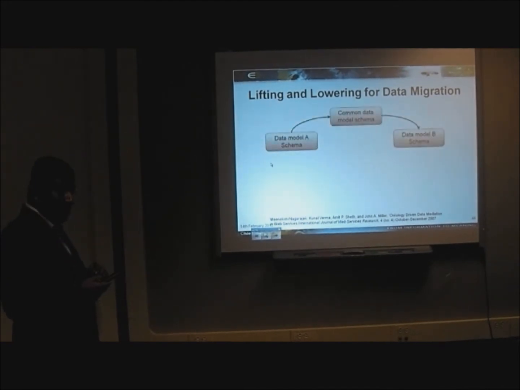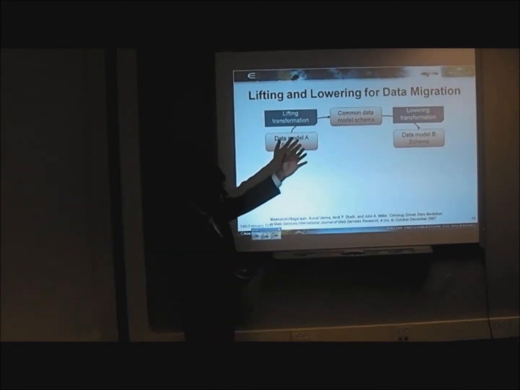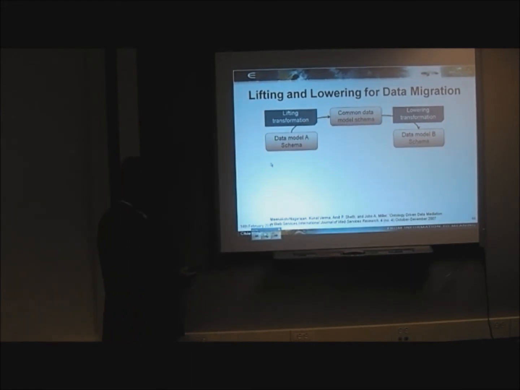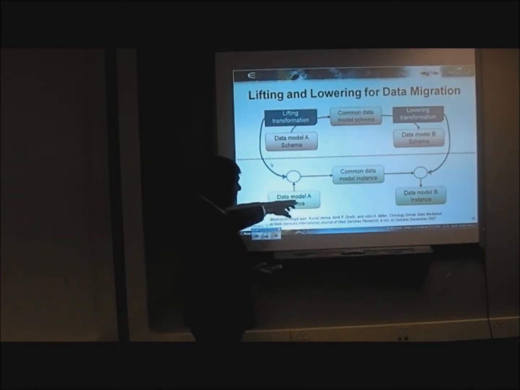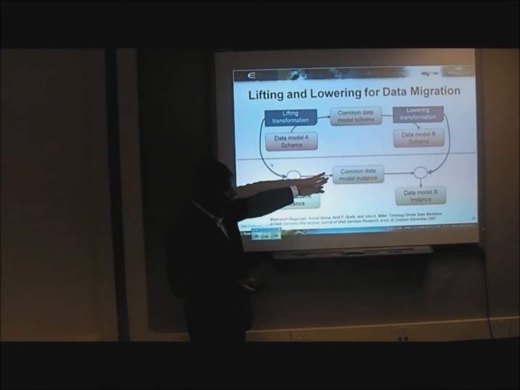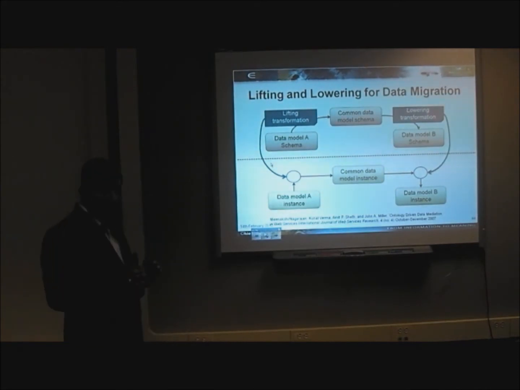It concerns three data models. Let's say model A and model B, and then there's a common representation. Now, we define two transformations. The one that goes from a concrete model to the common model is called a lifting transformation, and the one that comes down from the common model to another concrete model, we call the lowering transformation. Now, you define these transformations on the data schema. At the instance level, you could use a data model A instance, pump it through the lifting transformation, get the common model, and go down to the other concrete model that you want.